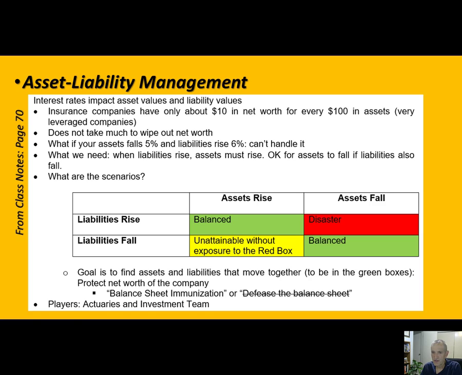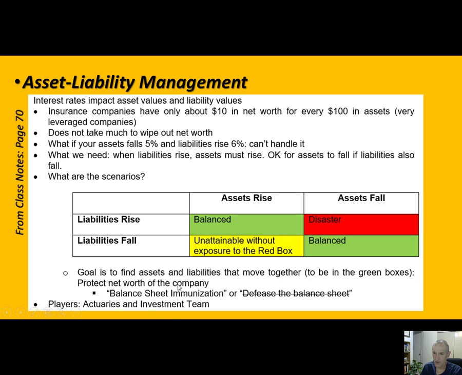So here are the scenarios. Liabilities rise, assets rise, everything's fine. Assets fall, liabilities fall, everything's fine. Then there's assets rise and liabilities fall. That's unattainable without taking a lot of risk. It may be nice to have your assets going up and your liabilities falling, but that's hard to create without creating the risk of assets falling and liabilities rising, and that's an absolute disaster. So our goal is to find assets and liabilities that move together, to be in this green box, really well together because we're so heavily levered.